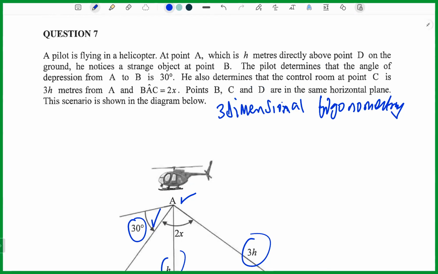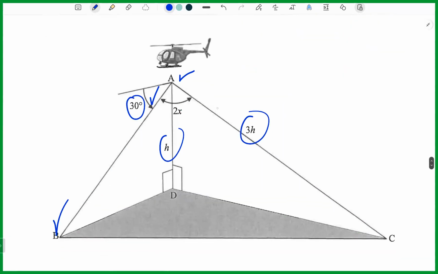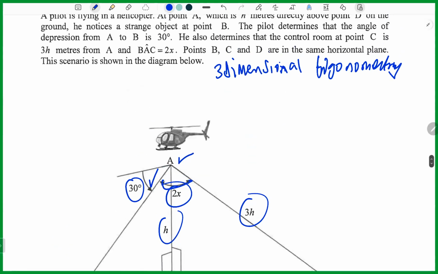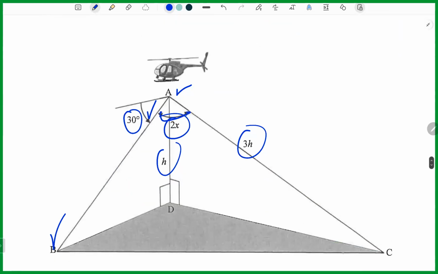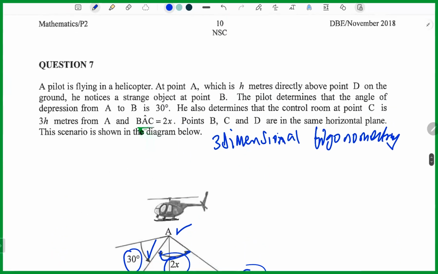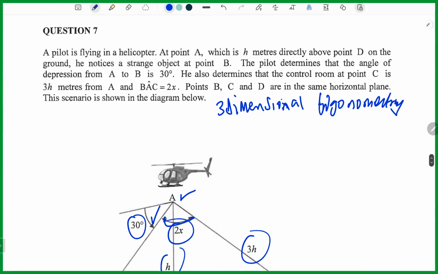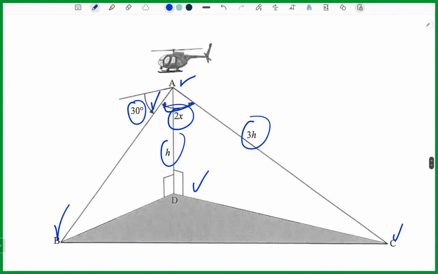And BAC is 2x. Here it is, 2x. Points B, C, and D are in the same horizontal plane. This scenario is shown in the diagram. Okay, we can see everything the question describes.